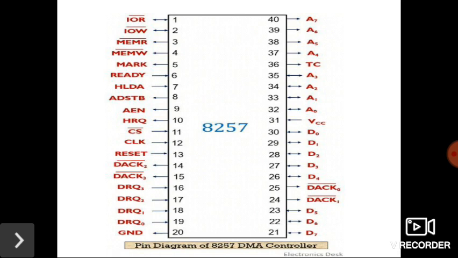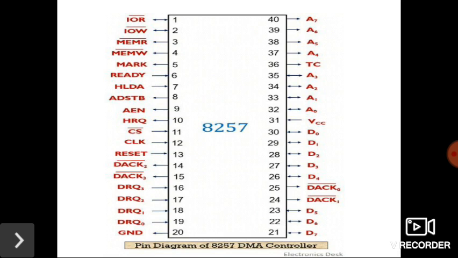Then MEMR bar. This is the memory read output signal. When this is active low, data will be read from memory during the DMA read cycle. Then MEMW bar. This is the memory write output signal. When this is active low, data will be written to the memory during the DMA write cycle.